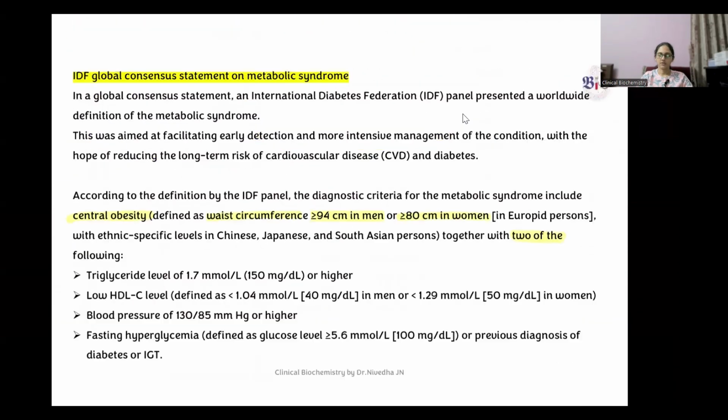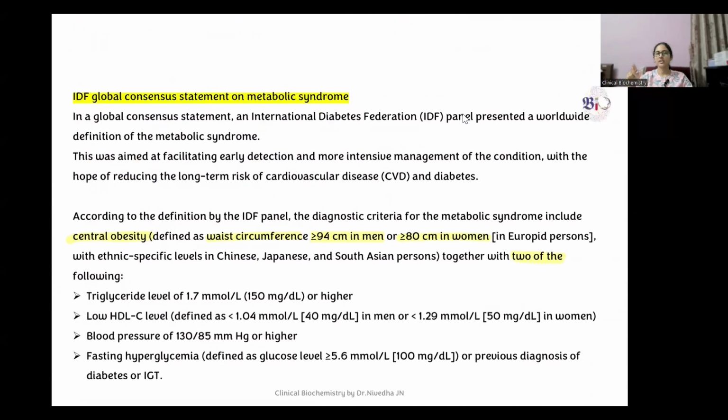Clear? So this is all about your different criteria, of which at least you have to know the NCEP ATP3 guidelines, so that's more important. And knowing IDF is kind of easy. And for WHO, what's the difference? You should know WHO and ACE criteria take postprandial glucose into consideration, so they are doing the oral glucose tolerance test. And your WHO criteria also takes urinary albumin excretion into account. If you know these differences, it's well and good.